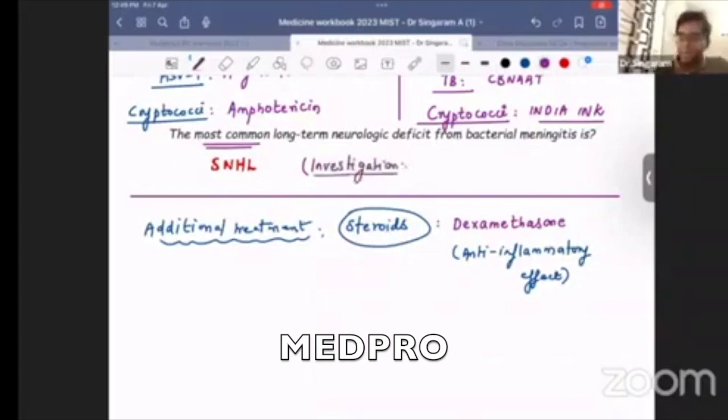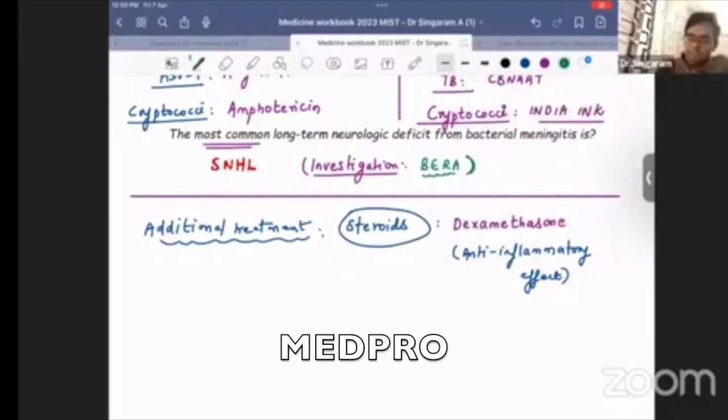You have to do this testing. What is the testing? Very good. BERA. What is that? Brainstem evoked response audiometry. Okay, right. So please make a note of it. The most common long-term neurological problem is sensorineural hearing loss, and the investigation for the same would be BERA.